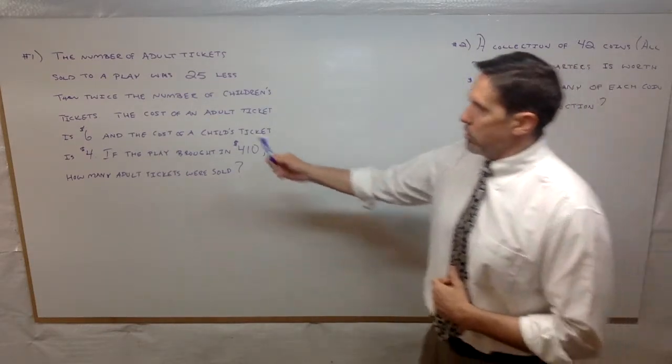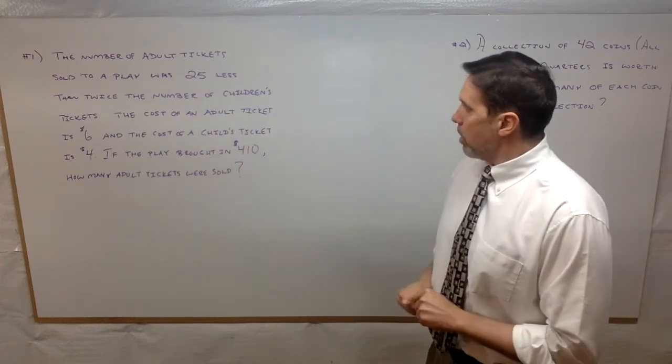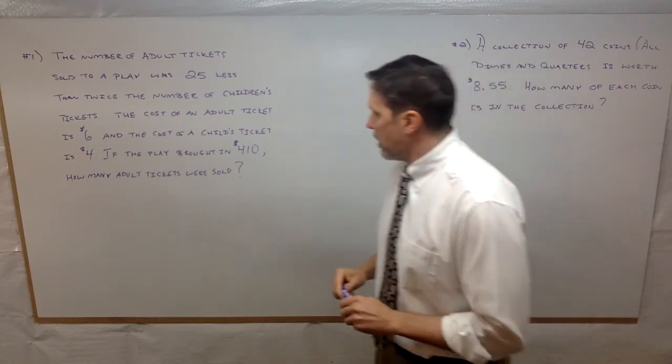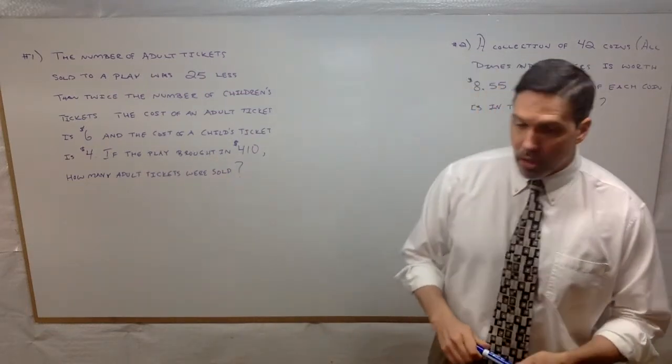It says the number of adult tickets sold to a play was 25 less than twice the number of children's tickets. The cost of an adult ticket is $6 and the cost of a child's ticket is $4. If the play brought in $410, how many adult tickets were sold?